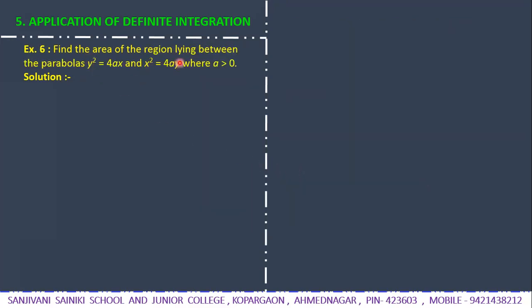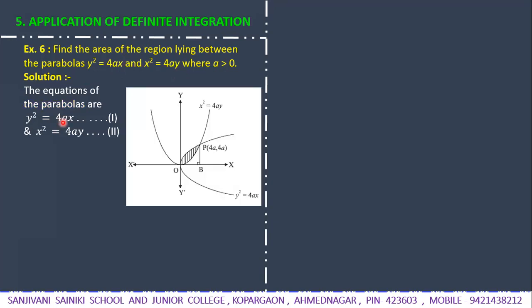Now find the area of the region lying between the parabolas y square is equal to 4ax and x square is equal to 4ay. So these are the given two parabolas. First of all, we must be able to draw their graphs. So this is the graph of the given parabolas. Okay.